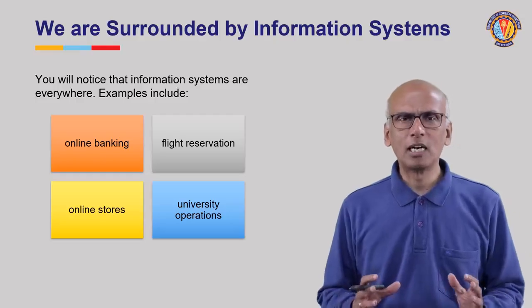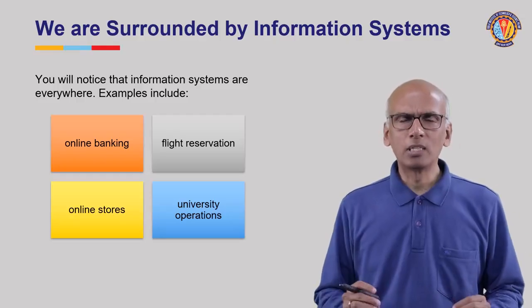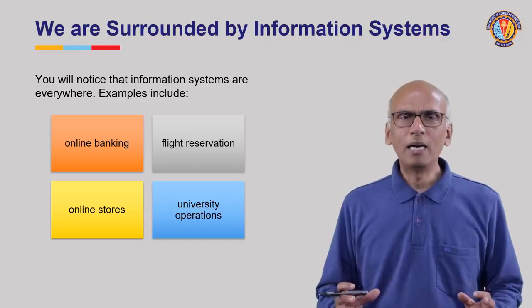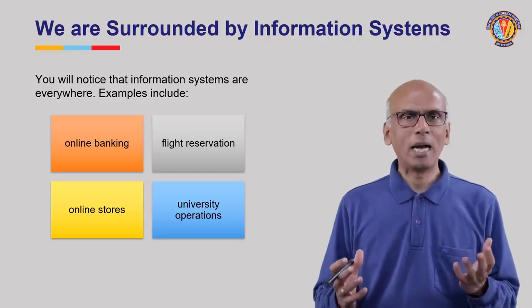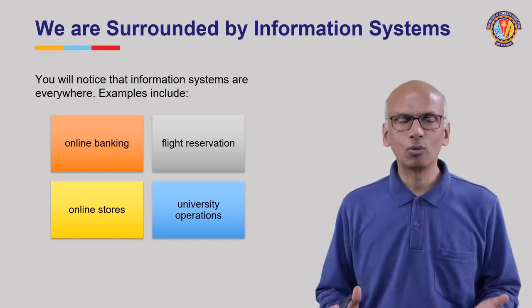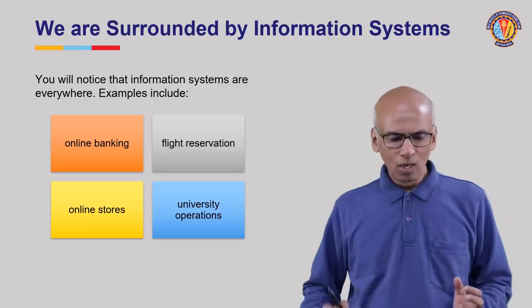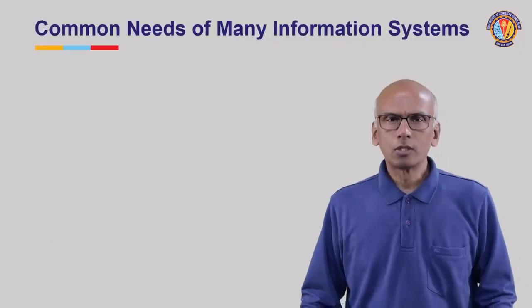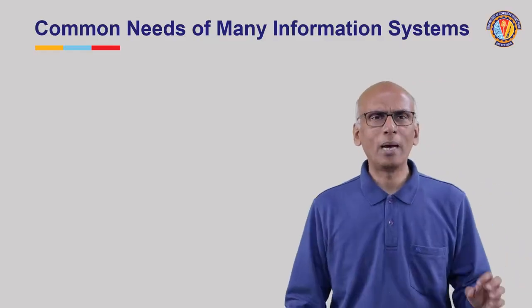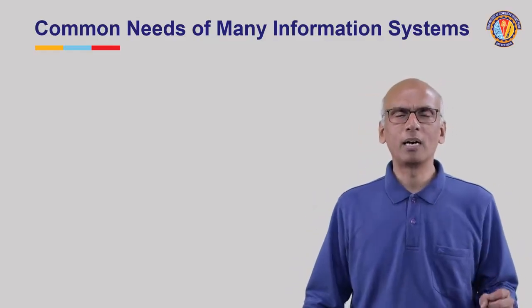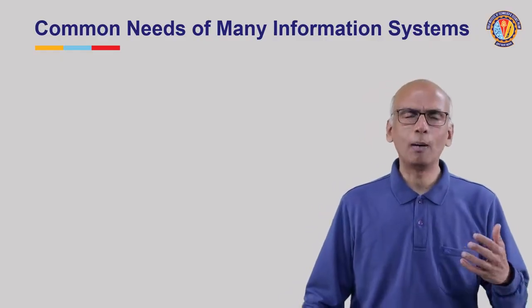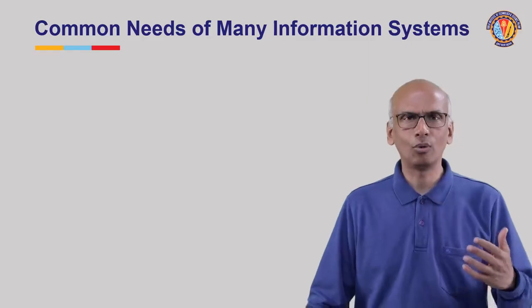So what we see is that we use information systems for many activities, and each of these activities is different. Banking is different, travel is different, purchase online is different, and so on. But all of them have something common. All of them use certain data structures. For example, if you're talking about a bank, then the bank needs to maintain a customer information structure. So the customer has a name, possibly some address, and possibly many other details that the bank needs to know.